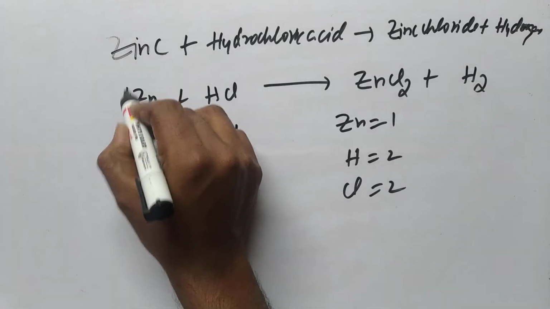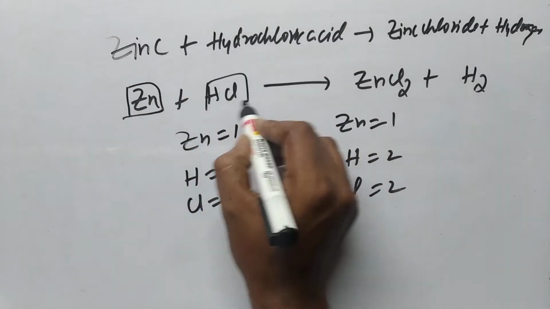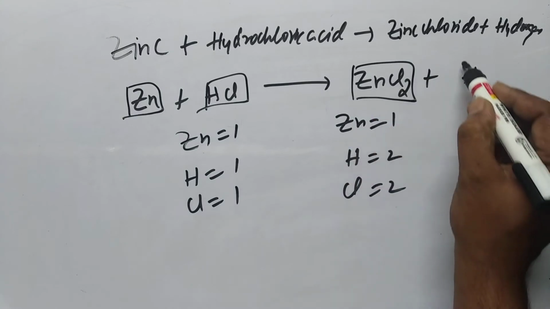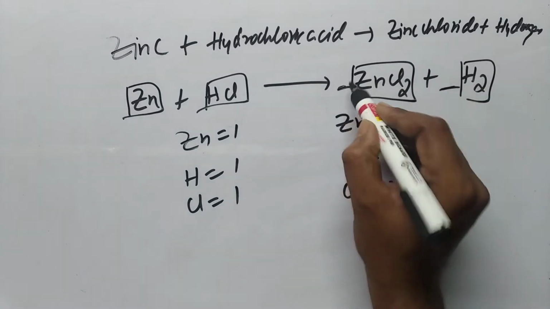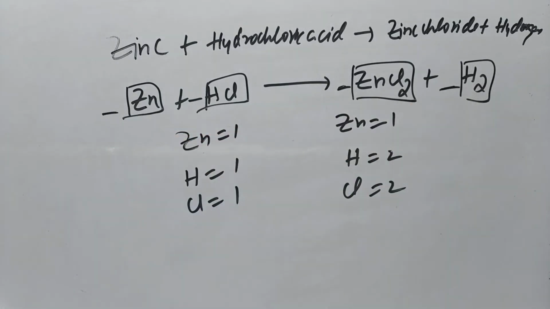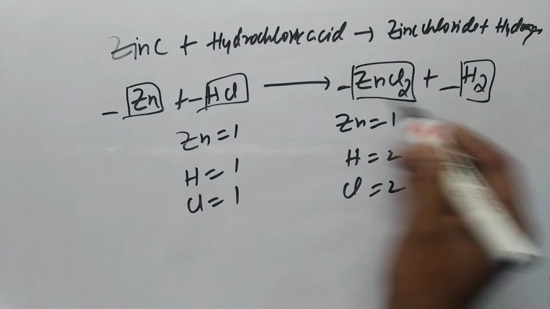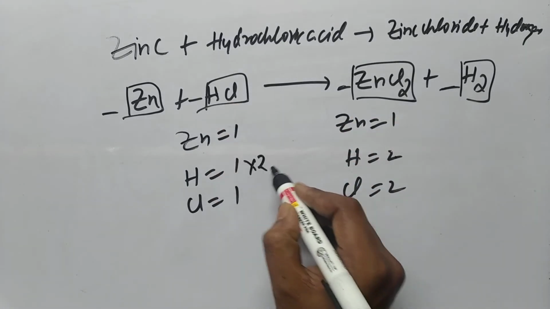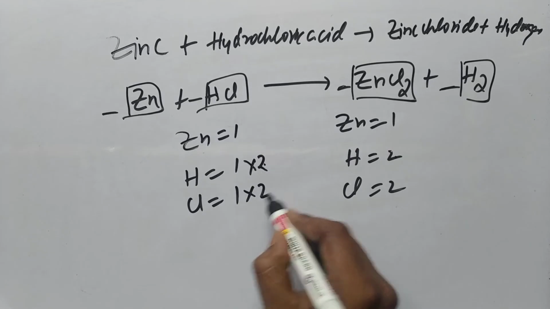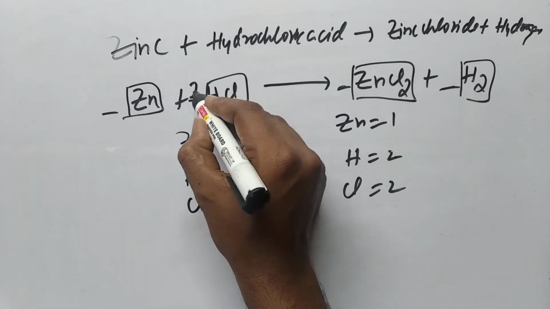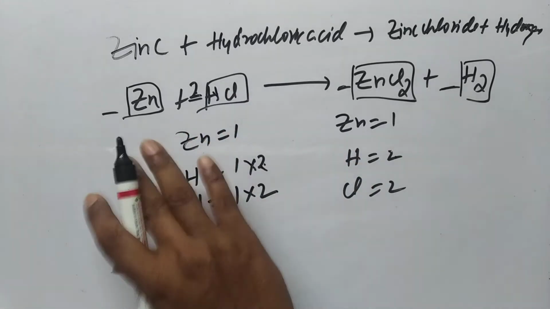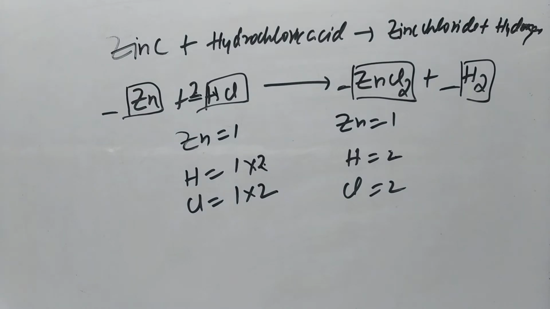We should not change the given formulas. We should write a coefficient in front of the chemical formulas. Here we have two hydrogens, so we make it two hydrogens on the left by multiplying by 2. If I multiply by 2 here, it automatically multiplies the chlorine too. So if I write 2 here, we now have two hydrogens and two chlorines.